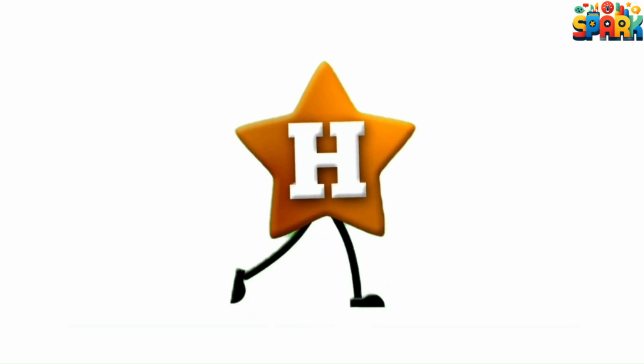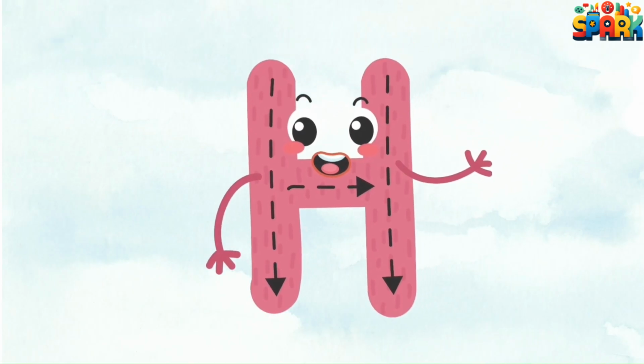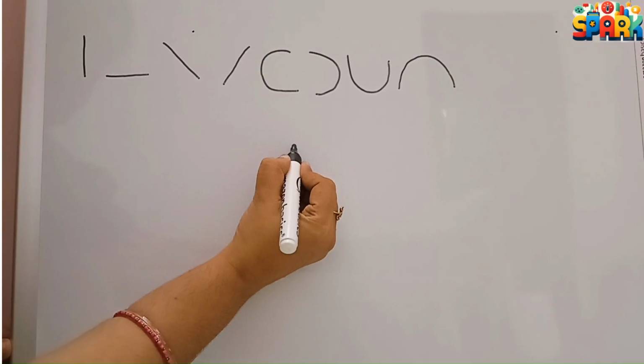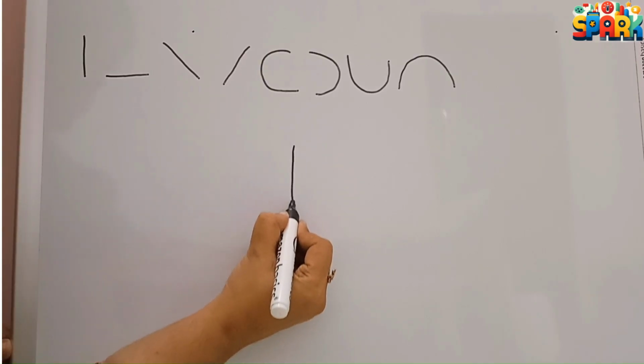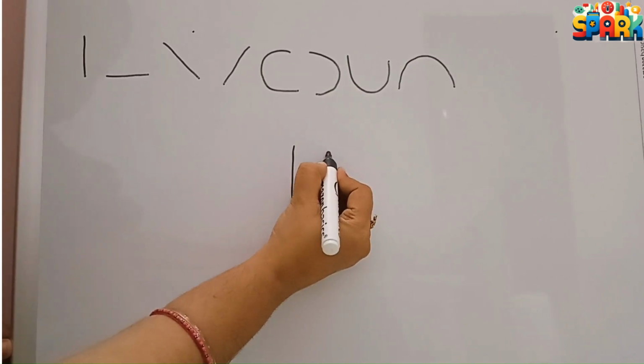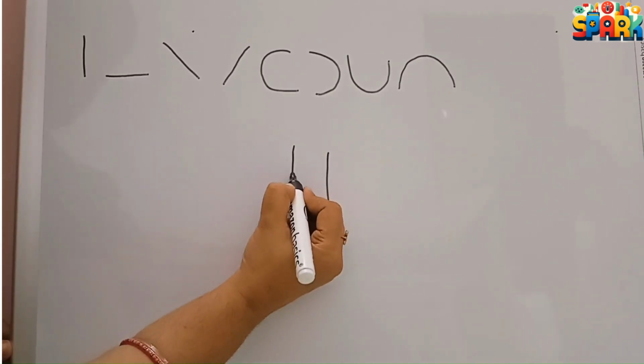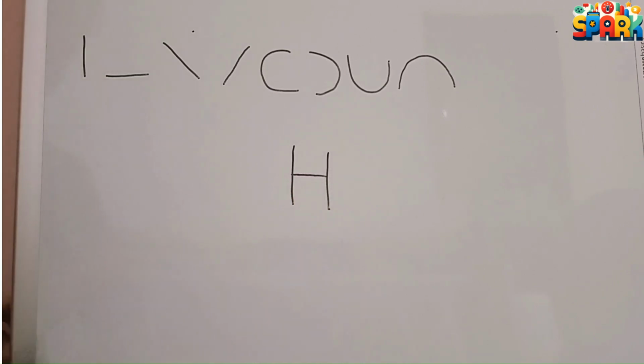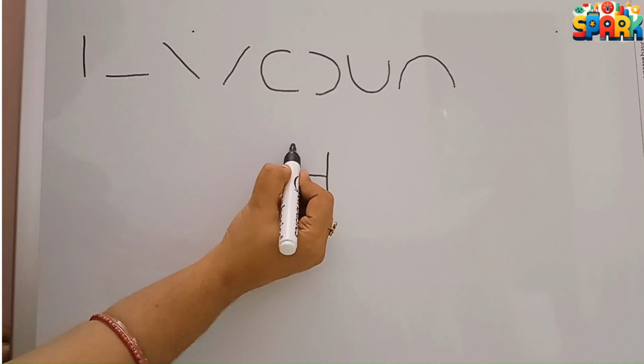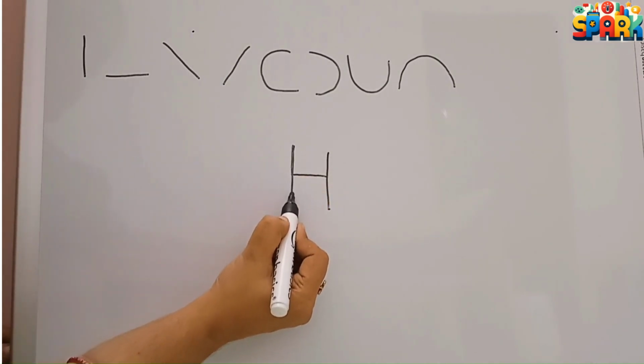Now let's move to H. This is the letter H. Let's trace it now. Start from the top. Draw one standing line down and another standing line down and finally a little sleeping line across the middle. It's H. Now let's trace it one more time together.